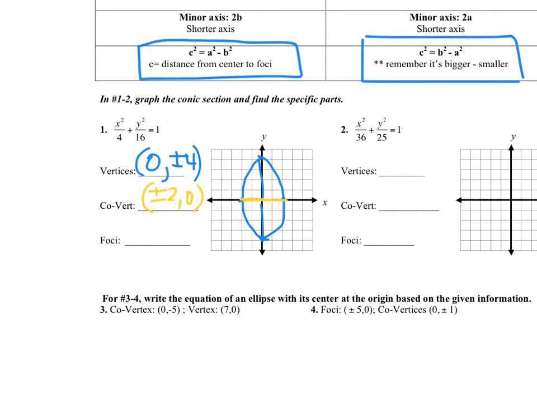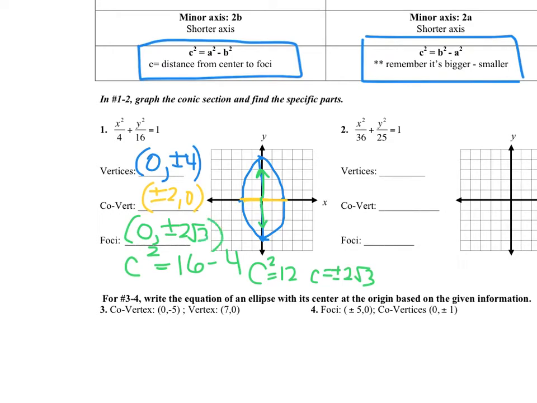And the foci. Anytime you have the foci, you have to use the foci equation. And it's c squared equals big number minus small number. So c squared equals 12. Which would mean that c equals plus and minus 2 rad 3. So from the center, we would need to go up and down because the foci are always on the major axis. So that would be at 0 plus or minus 2 rad 3. All right, I think we did that one in class.